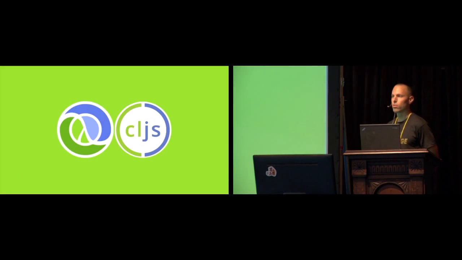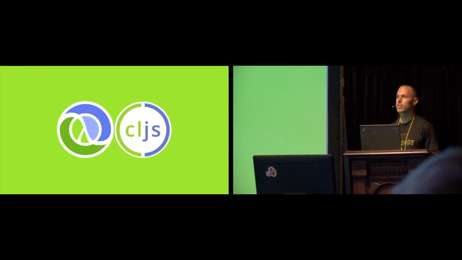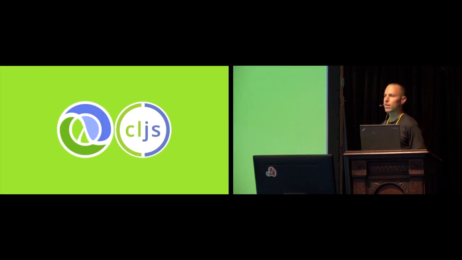So let's begin with Clojure. Clojure is a dialect of Lisp. It is a dynamic functional language, and it is a hosted language. So there are several implementations, including one that runs on the CLR. The primary implementation, though, runs on the Java virtual machine.